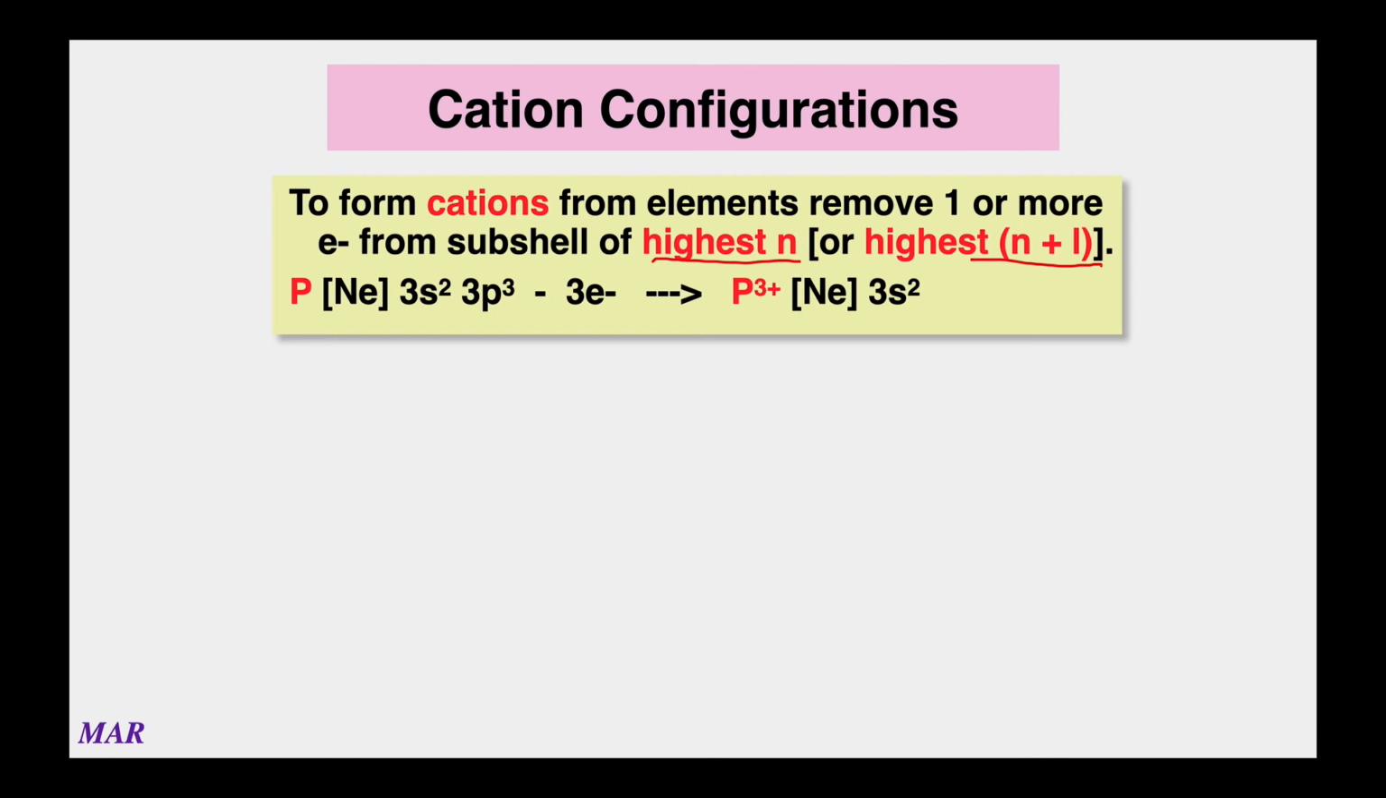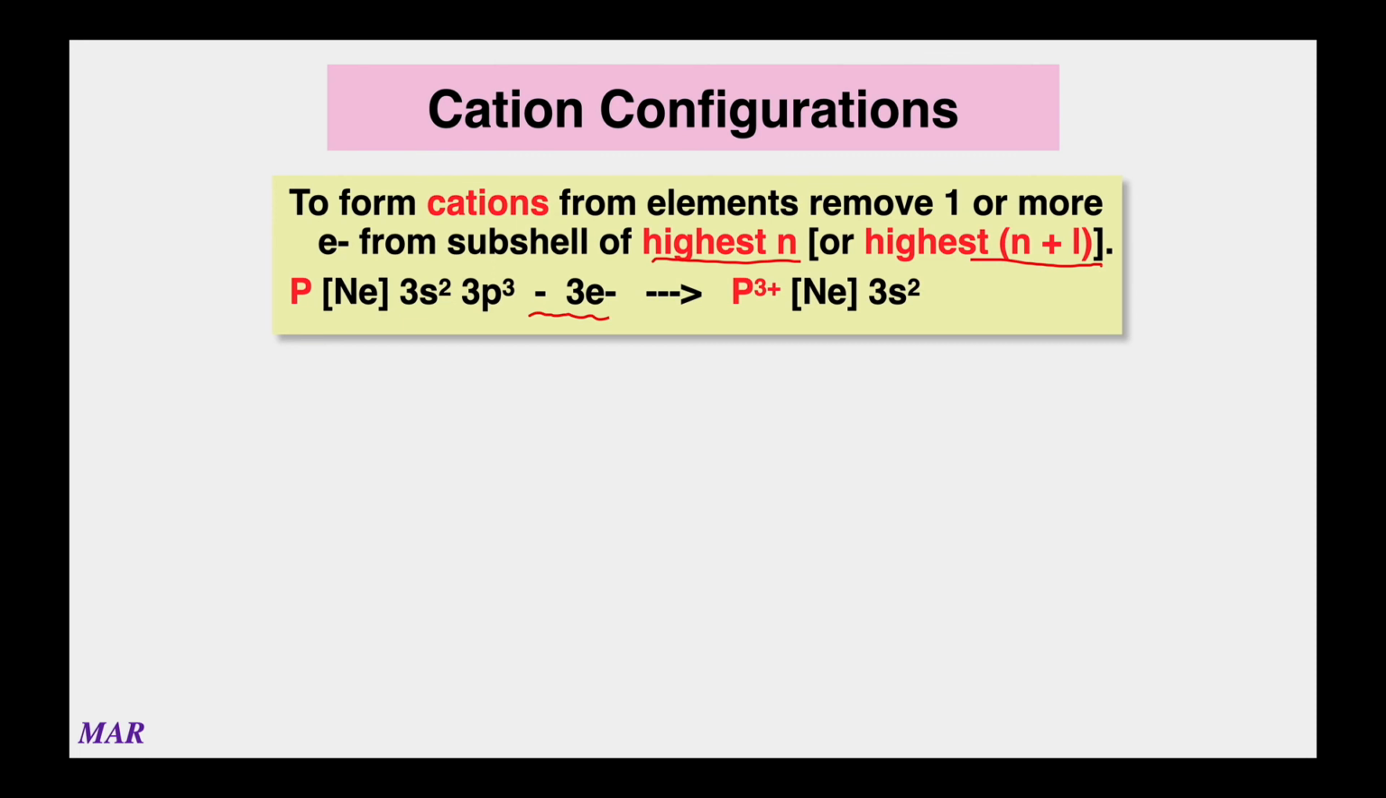Phosphorus does make a positive 3 ion. It's rare, but it does happen. And to make a positive 3, you have to remove 3 electrons. So in this case, you could remove electrons from highest n. Phosphorus has 1s2, 2s2, 2p6, 3s2, 3p3. The highest n would be the 3s and the 3p. Those are higher than the 1 of 1s or the 2 of 2s and 2p. So we're going to remove the electrons from 3s or 3p, but there's a tie.